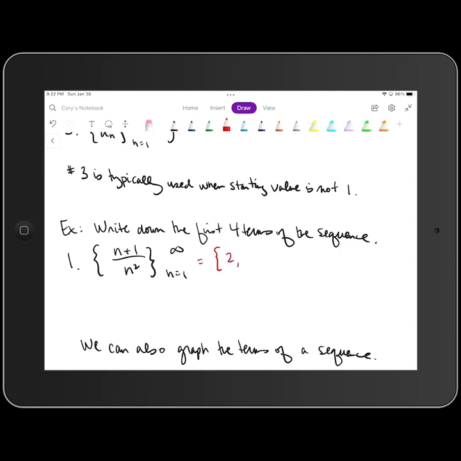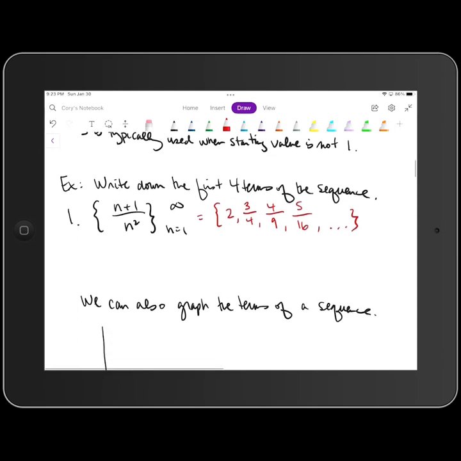The next term we get by plugging 2 in the place of n. That makes the numerator 2 plus 1, which is 3. The denominator is 2 squared, which is 4. The third term we get by plugging 3 in the place of n. The numerator is 3 plus 1, which is 4. The denominator is 3 squared, which is 9. Then our fourth term we get by plugging 4 in the place of n. The numerator 4 plus 1 is 5. The denominator 4 squared is 16. And then I'm going to put a comma and a dot dot dot at the end to indicate that the sequence is going to go on forever.